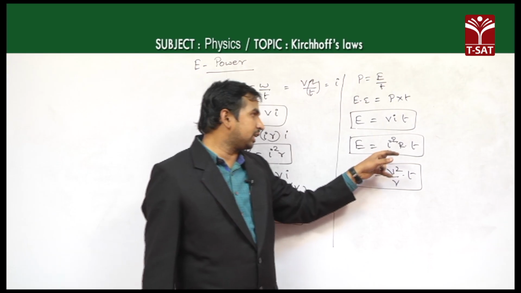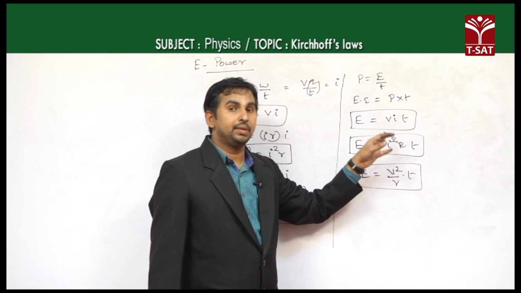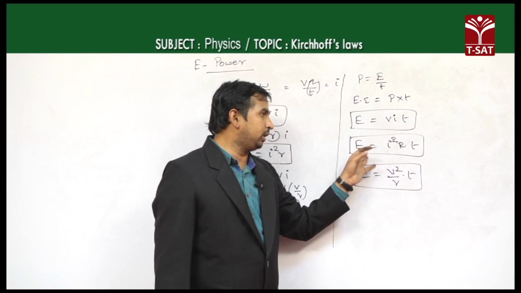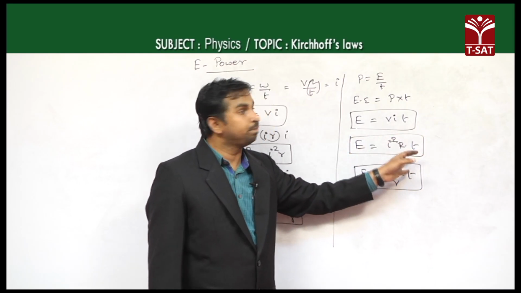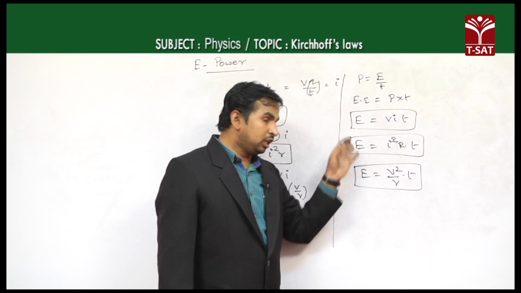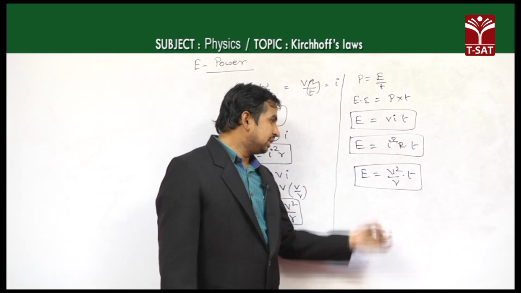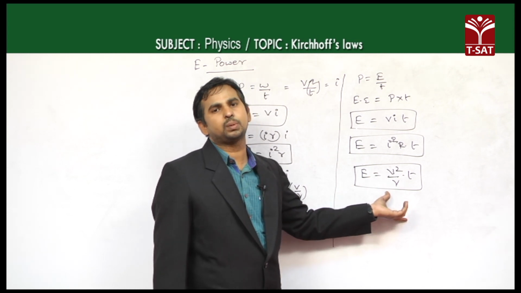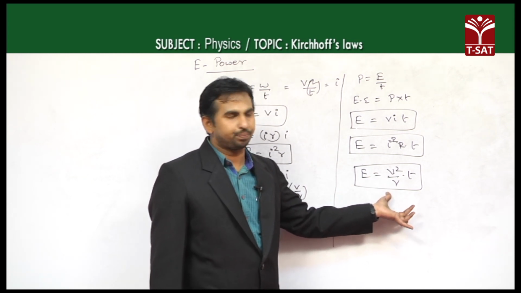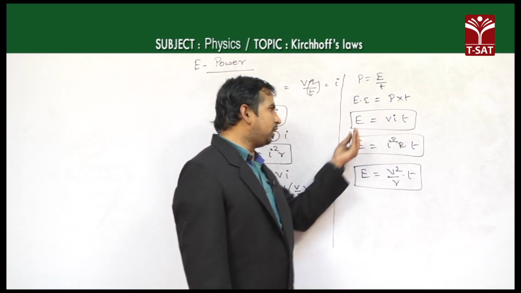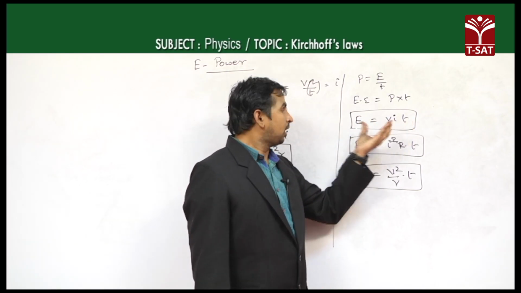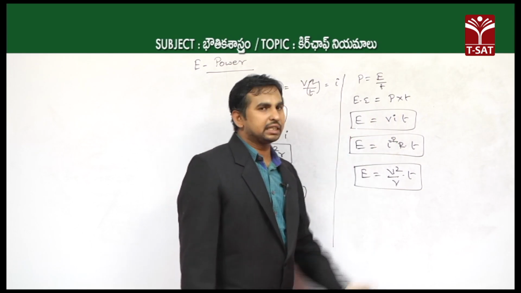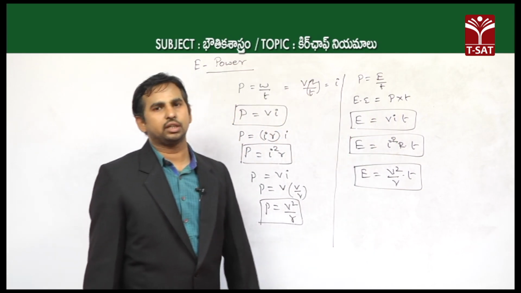And if you take E is equal to I square R T, as it is in series, I remains constant, so E depends on the resistance. If the voltage remains the same, then the electrical energy is inversely proportional to the resistance. And for E is equal to V I T, as the voltage remains constant, the electrical energy is directly proportional to the current.